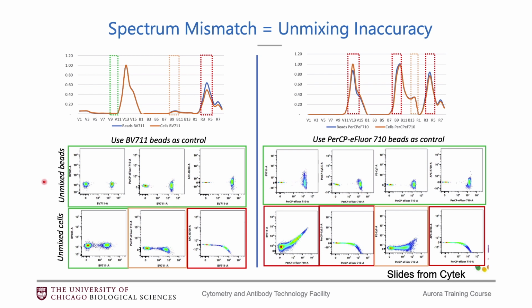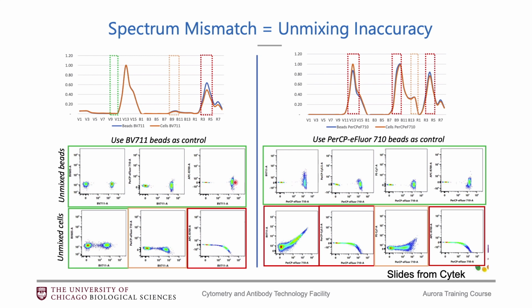And again, to check the unmixing accuracy, it's the exact same as you would check compensation accuracy. You want to be able to draw a perfectly straight horizontal line right through the middle of the positive and negative populations. So we can see that the beads unmix the beads perfectly.